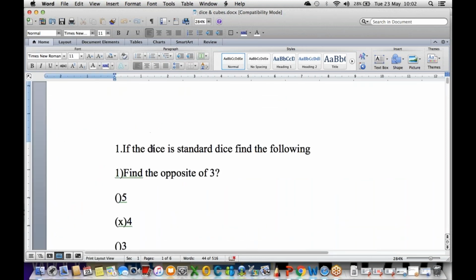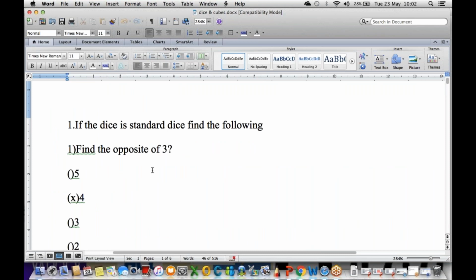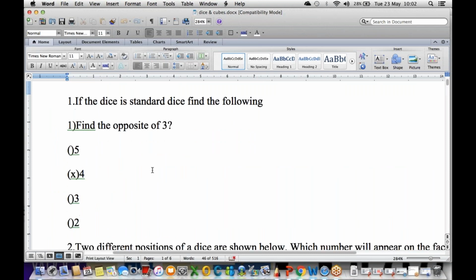If a dice is a standard die, are you able to see the screen? If the dice is a standard dice, find the following. Find the face opposite to the 3. What is your answer? Mentors, please respond.